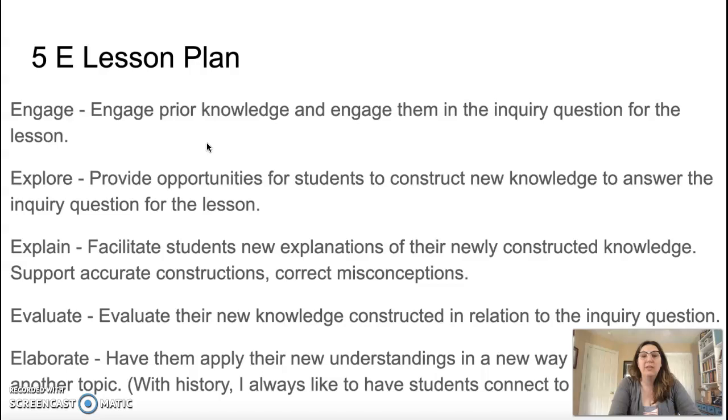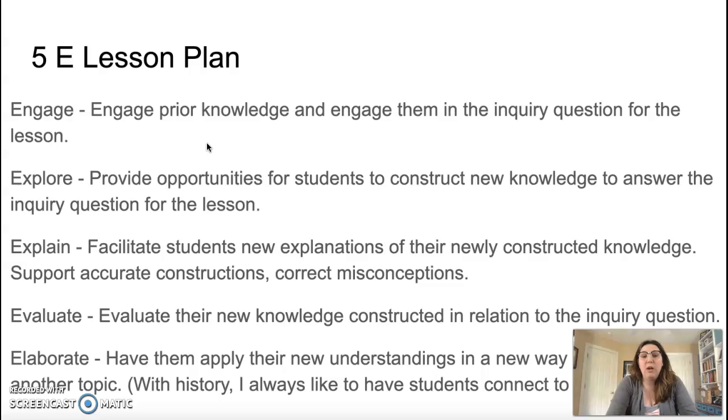It could be a lot of different things, but it shouldn't be just answering closed questions, like finding all the right answers in something. It should be that they're analyzing something and they're going a little bit deeper to interpret something, to construct their own knowledge. And then after they've done that, you want them to explain the new knowledge that they've constructed. And so there needs to be an opportunity for them to explain that new knowledge. And some students might have constructed misconceptions or still might not be clear about the answer to this question. So it's the teacher's job to facilitate that explanation and to support accurate constructions of knowledge and to correct misconceptions.